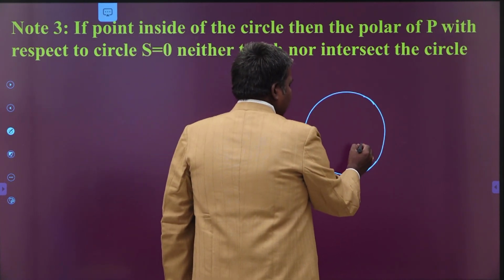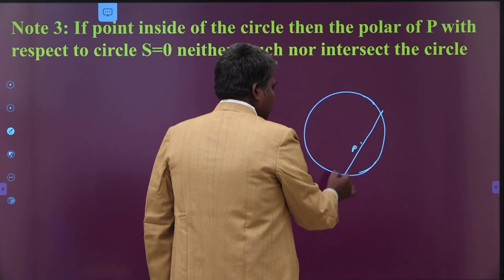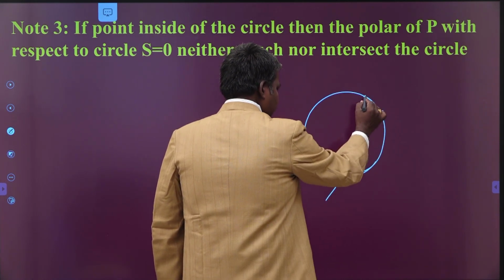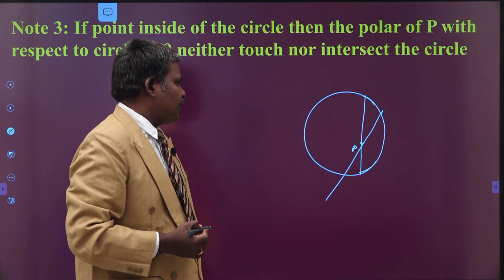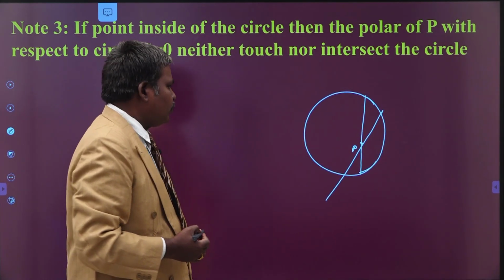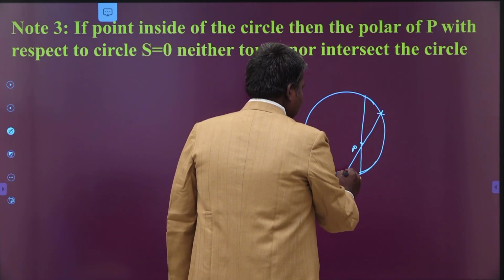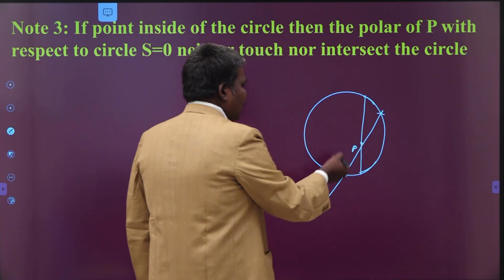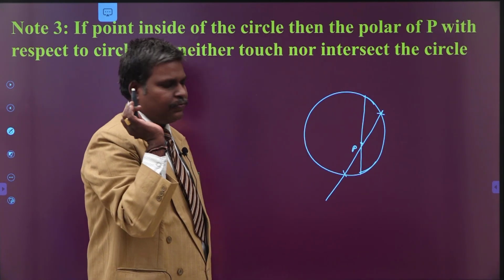What is the experiment? Draw the secants through this point P. This is one of the secant lines. This is another secant line through this point P. Next, what you have to do? You have to draw the tangents at the extremities of the chords formed by the secants to the circle. That is the full meaning.